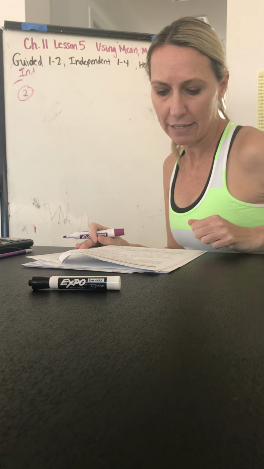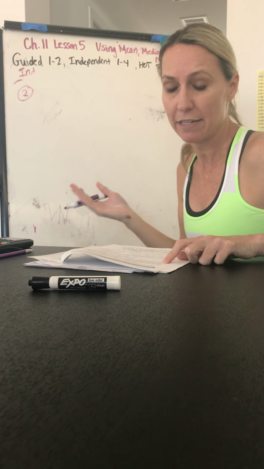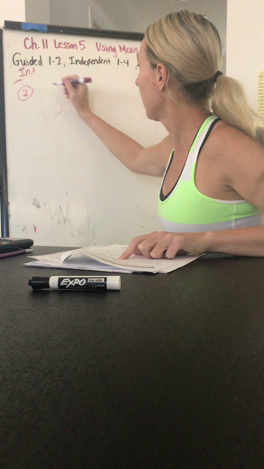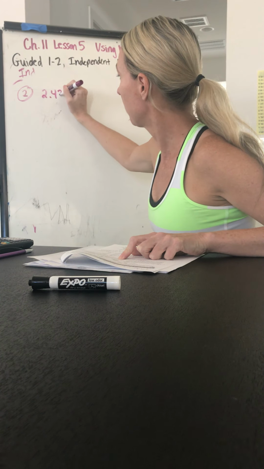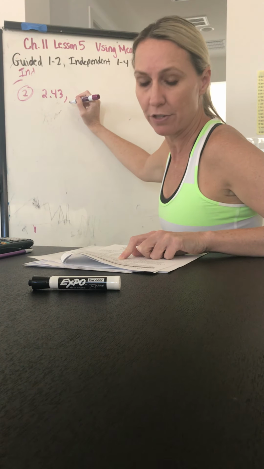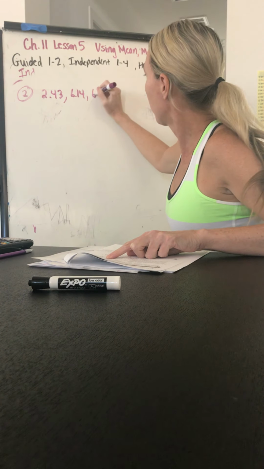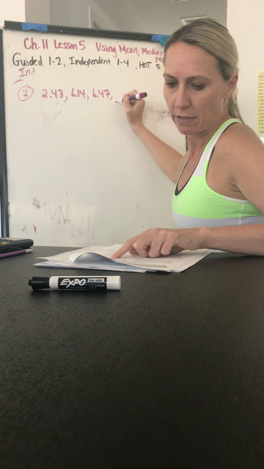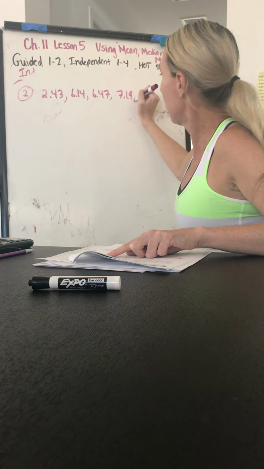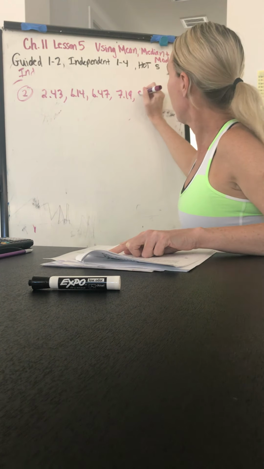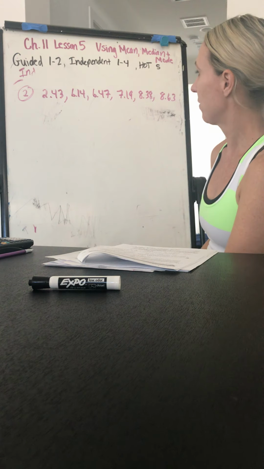Okay, number 2 of the independent practice says, the table shows monthly rainfall in inches for 5 months. Identify the outlier in the data set and then determine how the outlier affects the mean, median, and mode of the data. The first thing I'm going to do is write this in order from least to greatest. We have 2.43, that was in November, 6.14, 6.47, 7.19, 8.38, and 8.63.